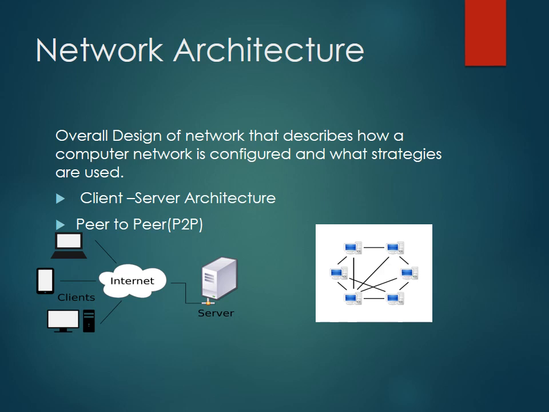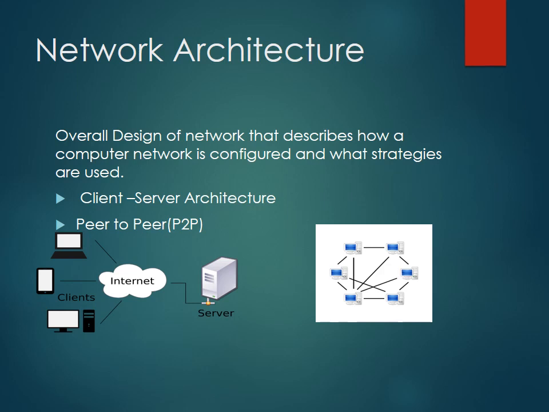Then we go further and see what is network architecture. The overall design of a network that describes how a computer network is to be configured and what strategy is to be used is called network architecture. It can also be called network model or network design. This network architecture is classified into two types: client-server architecture and peer-to-peer, P2P. You can notice the diagram given on the slide. In client-server, you can see one server with a number of clients, a number of devices connected. And in peer-to-peer you can notice that there are many computers connected with each other.